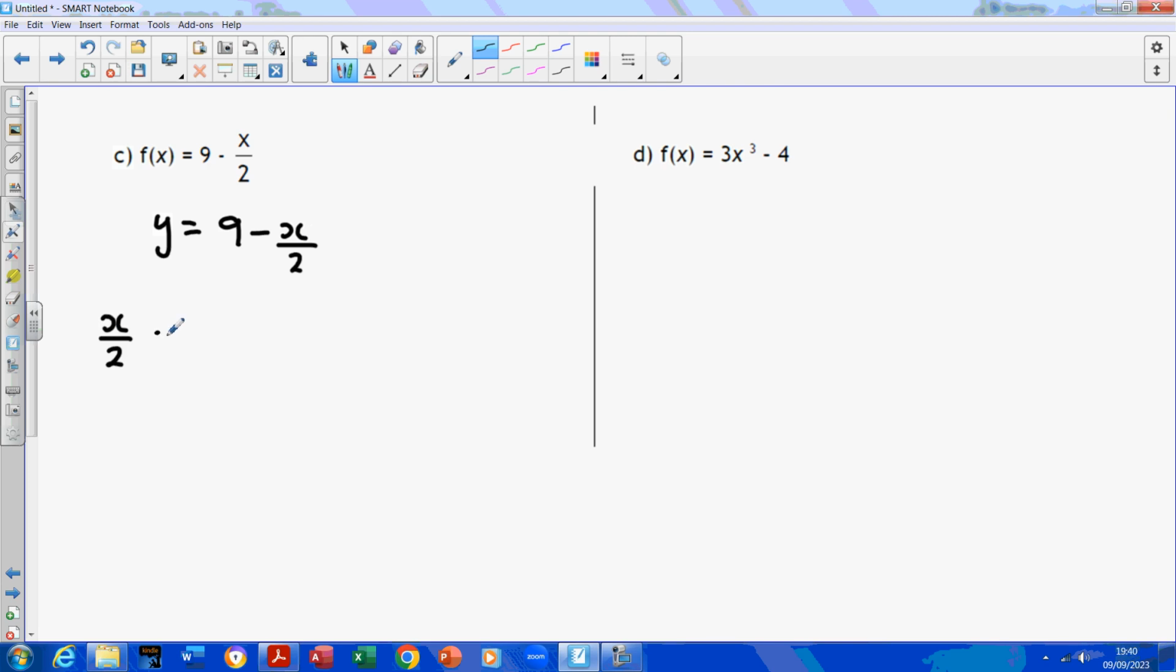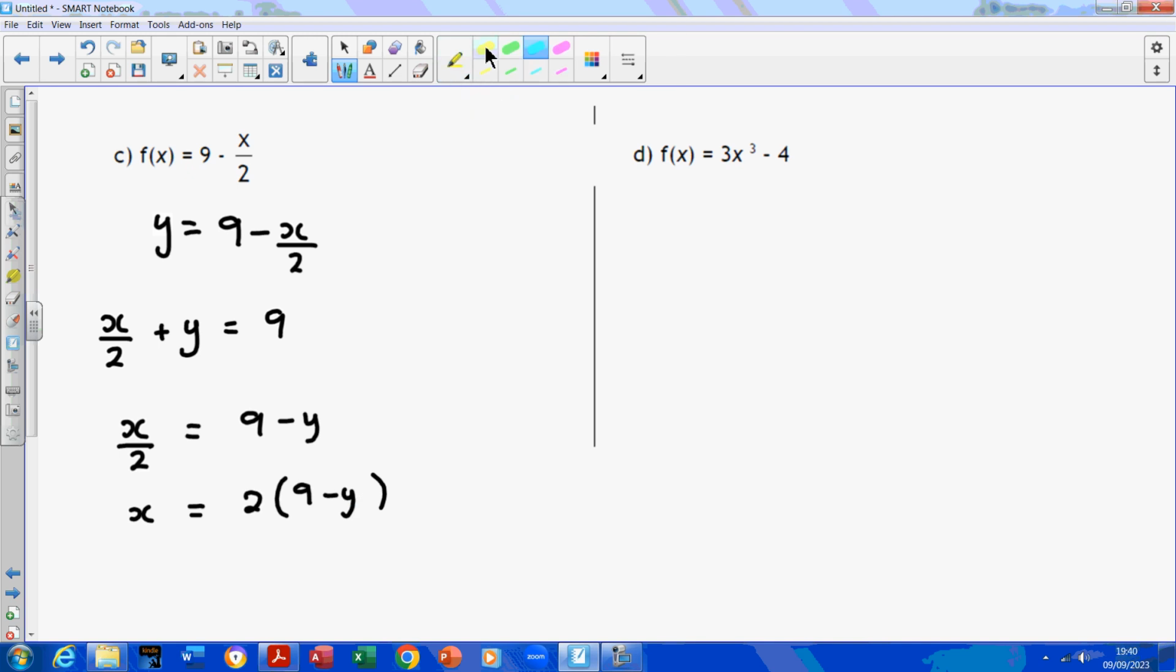So x over 2 I'm adding to that side, there's still a y there, and on this side I'm left with 9. Don't want the y to be there, so I take y away from both sides. So that's 9 minus y. I don't want divided by 2, so I times by 2. So x is equal to 2, and because there's more than one thing there, I put it in a bracket, 9 minus y.